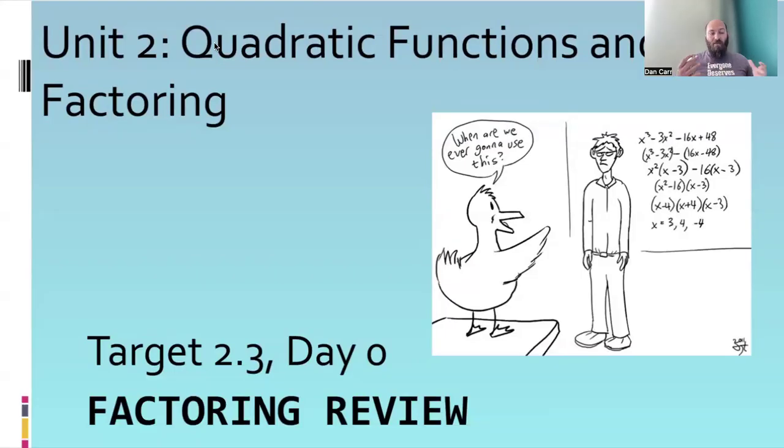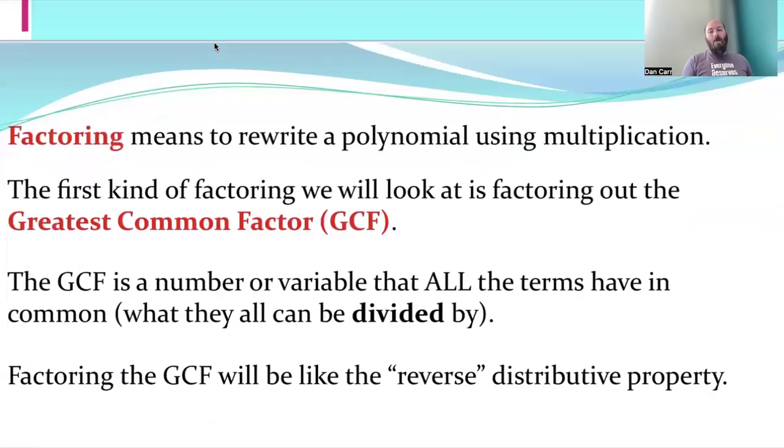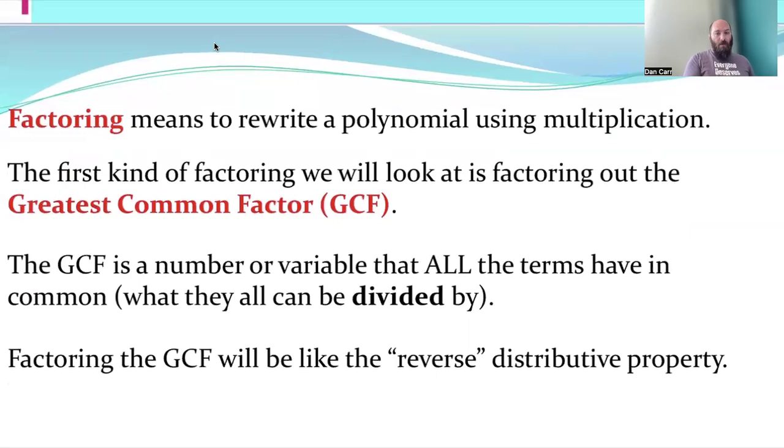Today we're going to be looking at the next part of our unit. We're looking at 2.3, we call it day zero. We're going to do some factoring, but this is supposed to be just some review of our factoring. So first of all, what is factoring? It means we're going to rewrite some kind of a polynomial using multiplication.